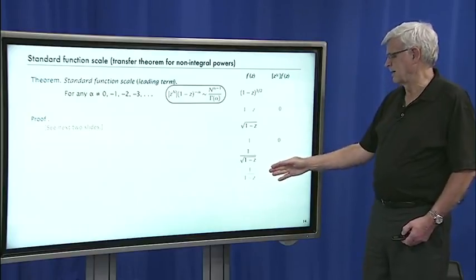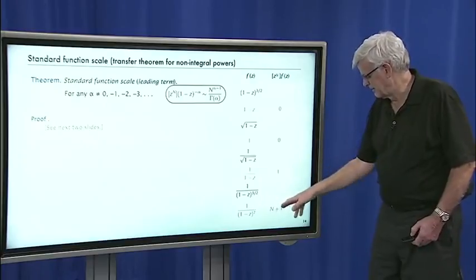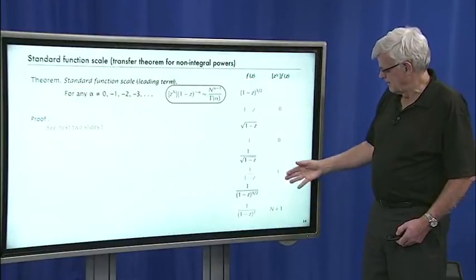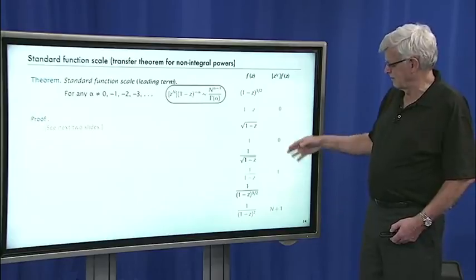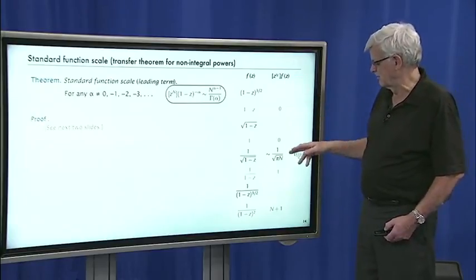So we know 1 over 1 minus z, the coefficient of z to the n is 1, and 1 over (1 minus z) squared, the coefficient of z to the n is n plus 1, and cubed is about n squared, and so forth. So going down this way, we add a power of n, and so what this table is going to show is what happens with the square roots.